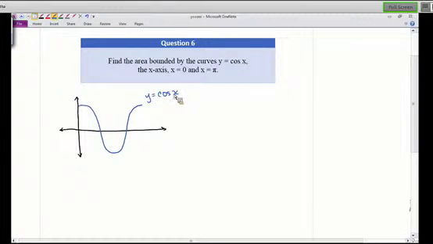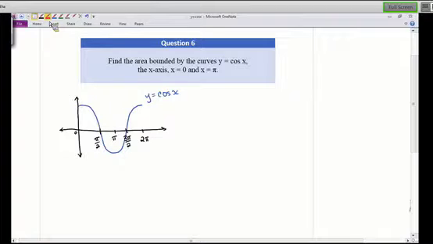Standard cosine curve. Now with a standard cosine curve, we'll have the values on our x-axis to be 0, pi over 2, pi, 3 pi over 2, and 2 pi. This is a standard cosine curve.